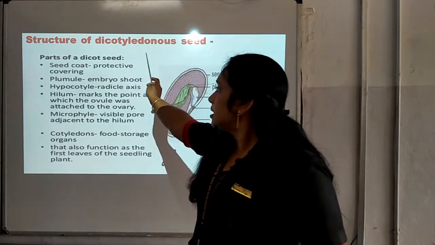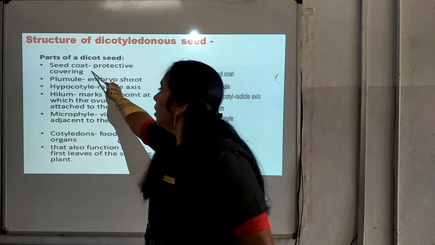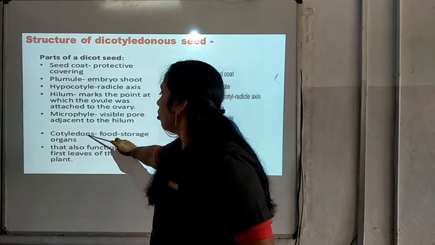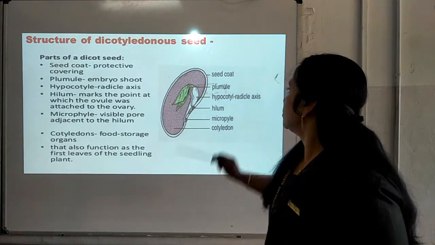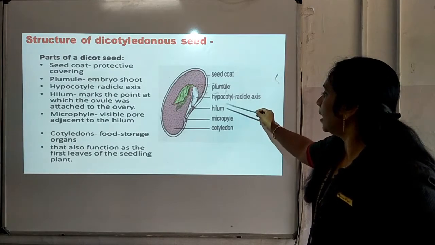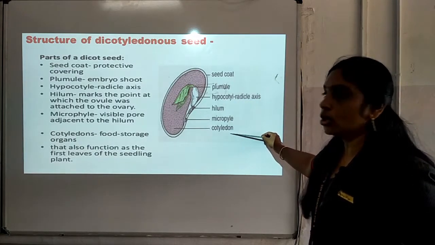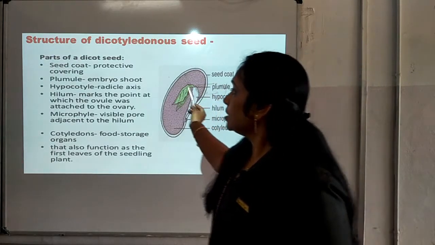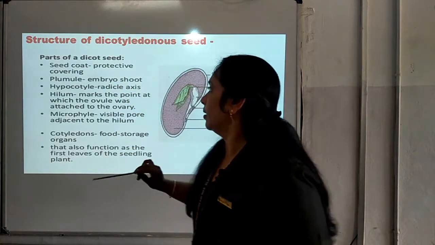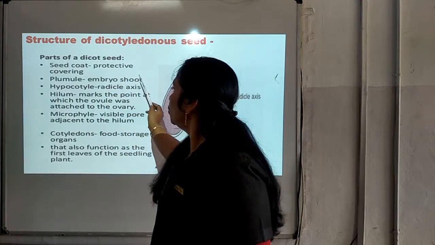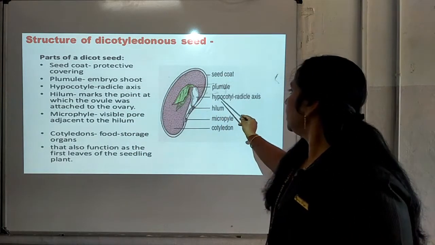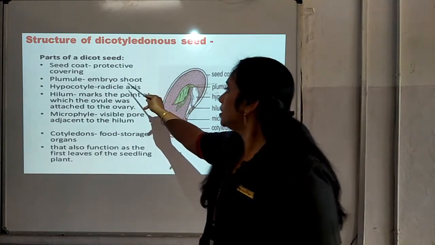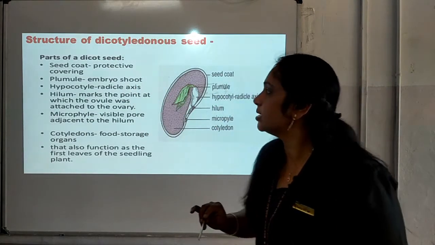In the case of a dicot seed, the parts are seed coat, plumule, hypocotyl, hilum, micropyle and cotyledon. You can see these parts of a dicot seed. What is a seed coat? It is a protective covering. What is plumule? The embryo shoot, which will be producing a shoot. Embryo shoot means from the embryo a shoot is produced, and that is plumule.